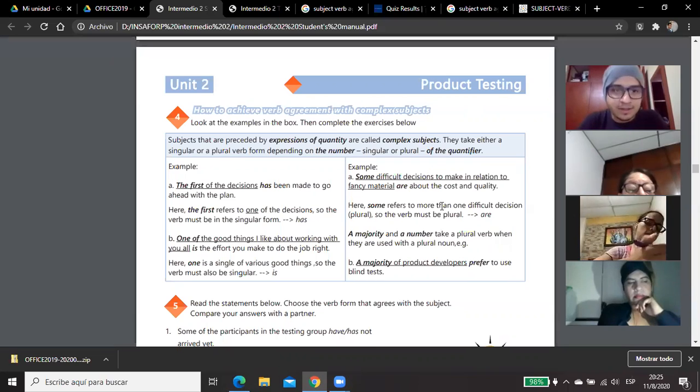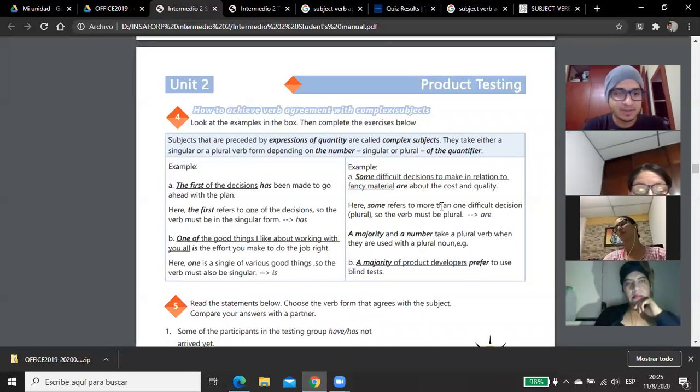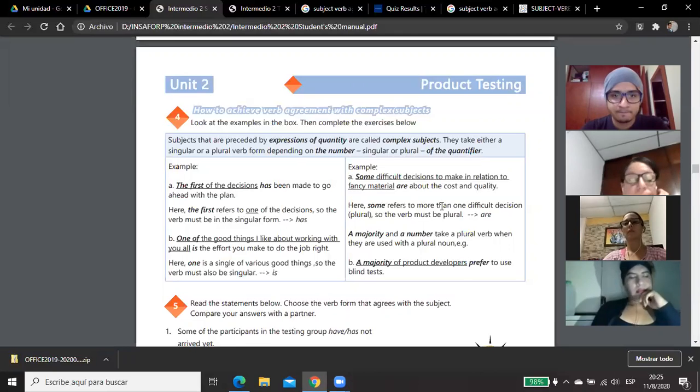We take a walk around our houses and look at the items we can construct a verb agreement with a complex subject. Okay, good. Simply, that's what we do. So walk around the house, look at the things you can make sentences about, you come back and tell us.